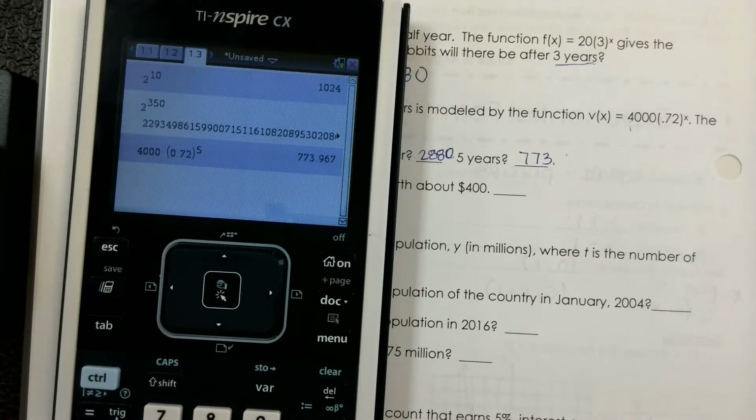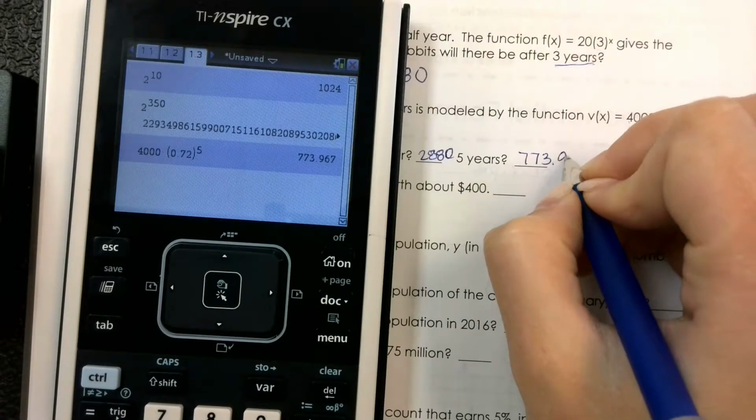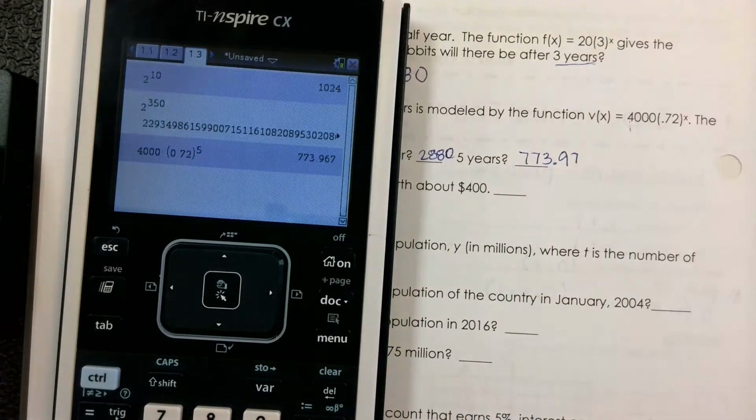This is talking about the value of a computer, so that's in money, right? How many decimal places should we go? 2. So what should we round this to? $77.97. Is that okay?